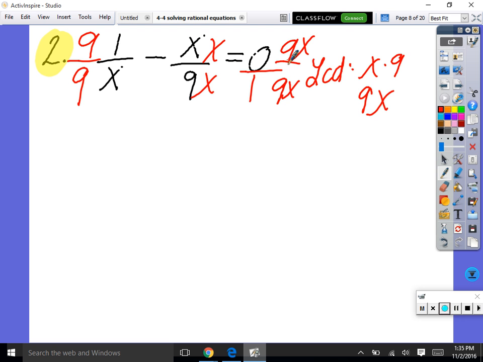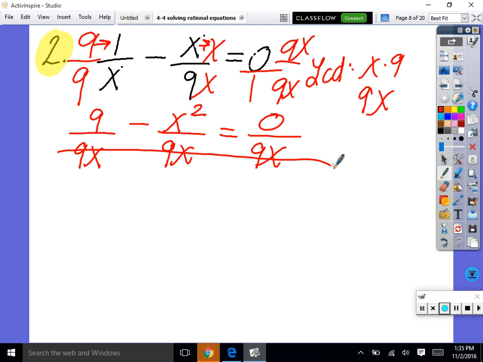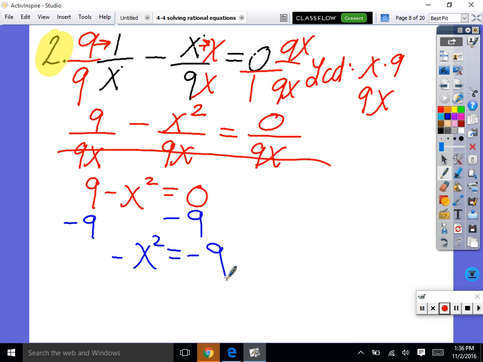Okay, let's rewrite it. So we have, multiplying straight across, 9 over 9x minus x squared over 9x is equal to 0 times anything is 0 over 9x. Now don't we have a common denominator? So now we'll solve using the top. 9 minus x squared equals 0. Solve for x. What would you do first? I like that idea. Subtract 9 from both sides. Negative x squared equals negative 9. Then what would you do? I like that. Divide both sides by negative 1. x squared is equal to 9.